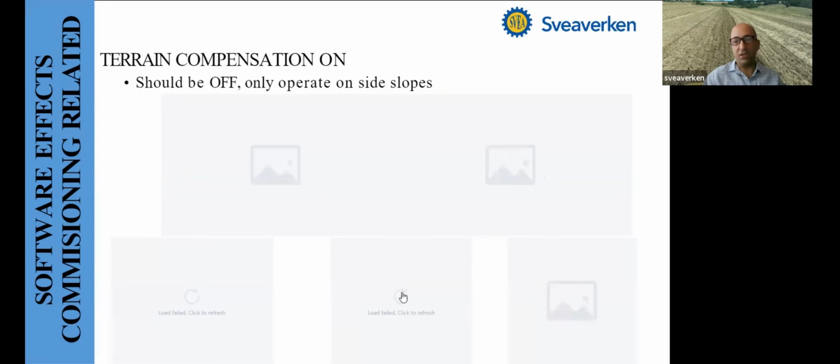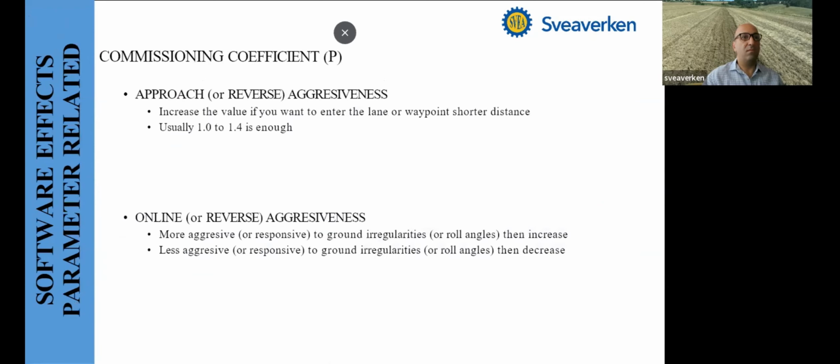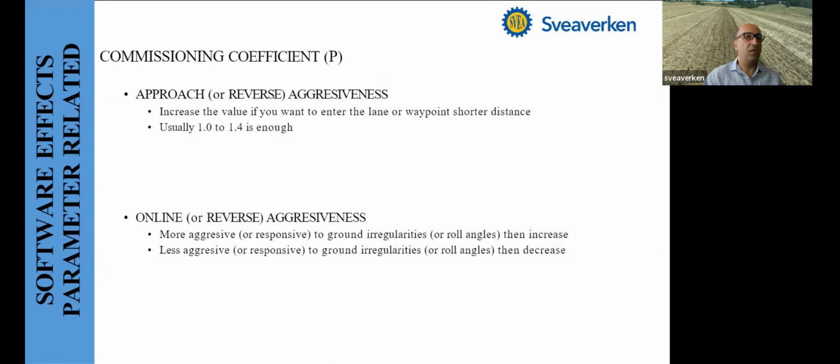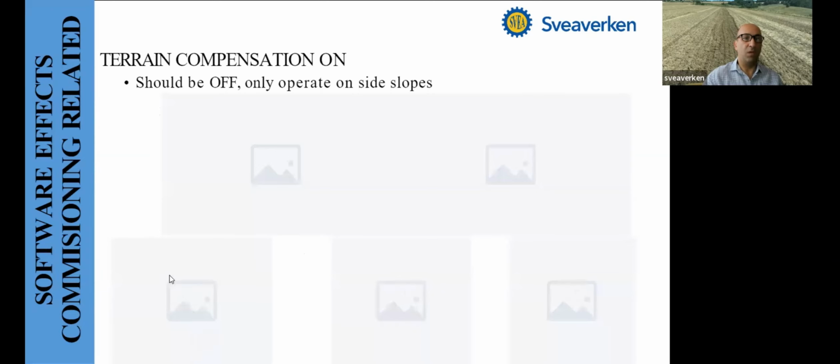So next one is about the terrain compensation. Normally, it's not understood well. Here, the pictures are not shown. Sorry for that. Actually, the linkage problem, I think. I see it on my screen, on the other screen, but not on the first screen. How can I do that?